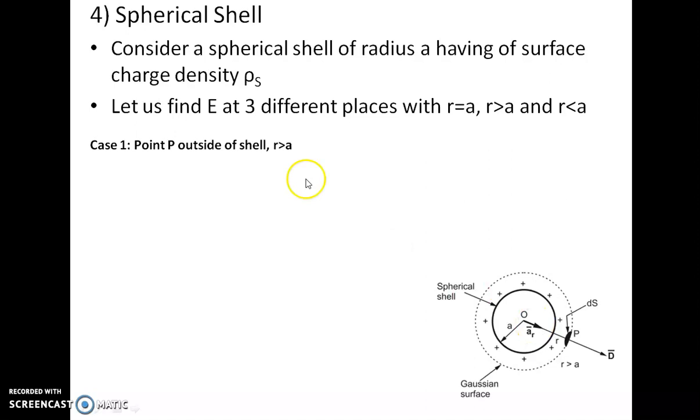So first consider case 1, when point P is outside the shell. Then the radius A will be less than the distance between the center and the point P. I will take the distance between the center and the point P as R, and A is the radius of the spherical shell, so A will be less than R. I have to find the electric field intensity at point P when it lies outside of the uniformly charged spherical shell.